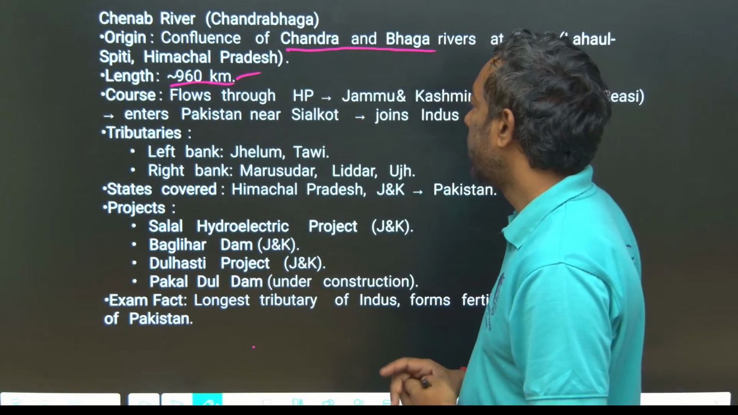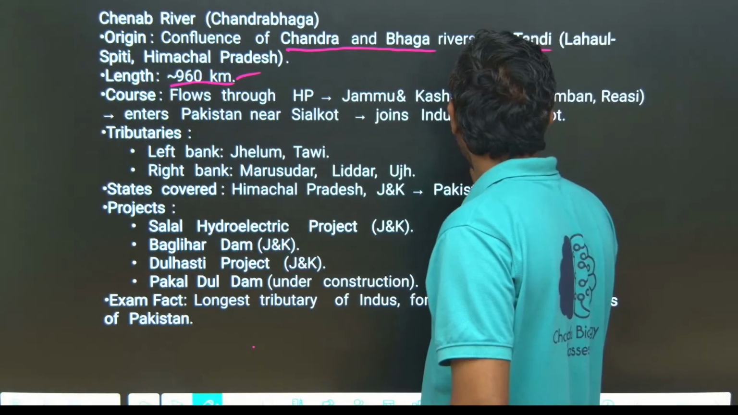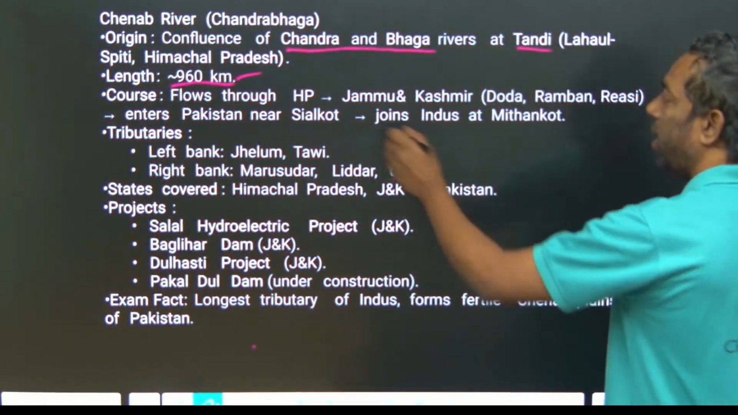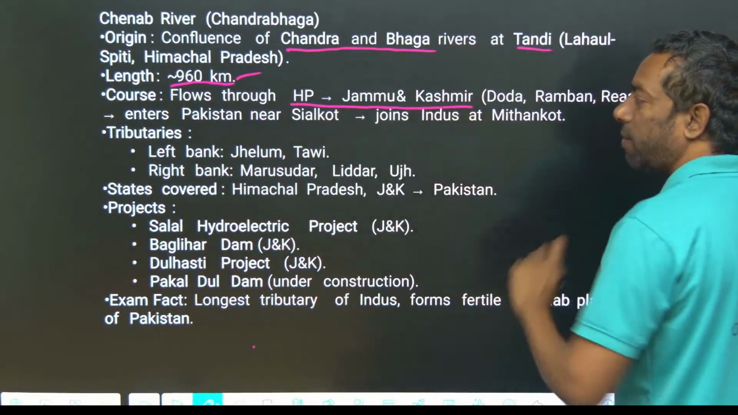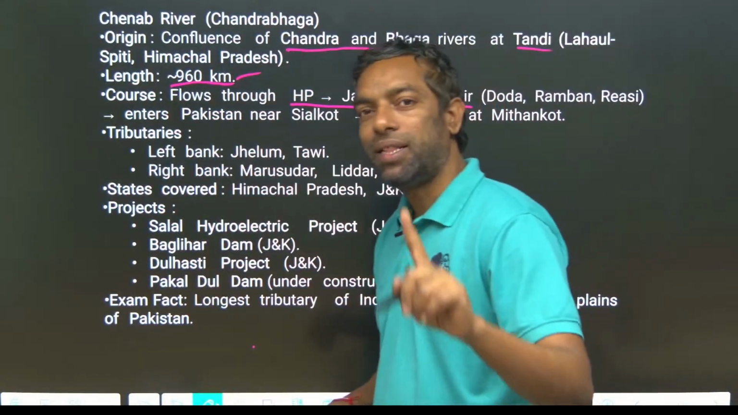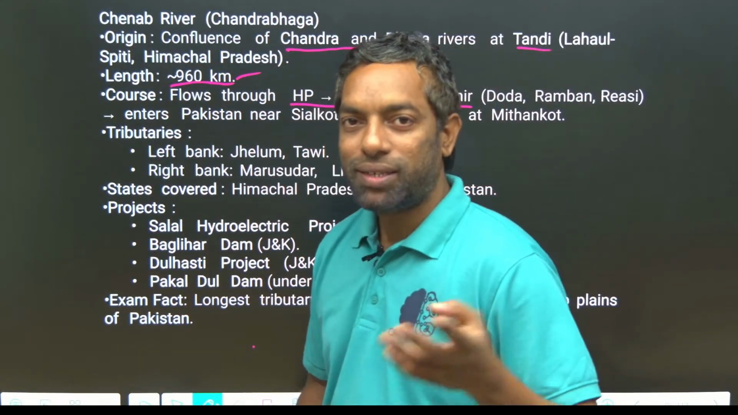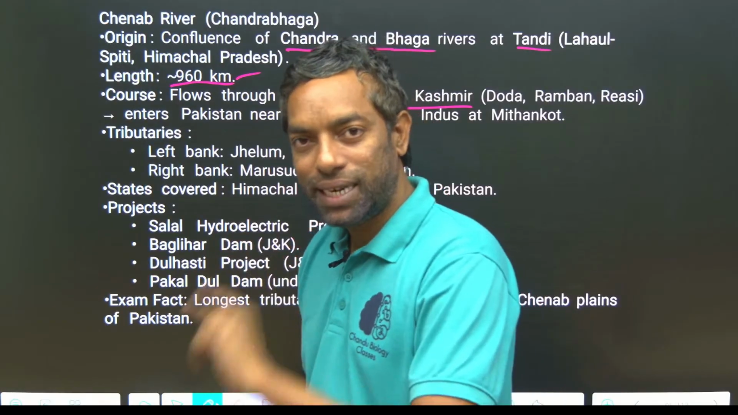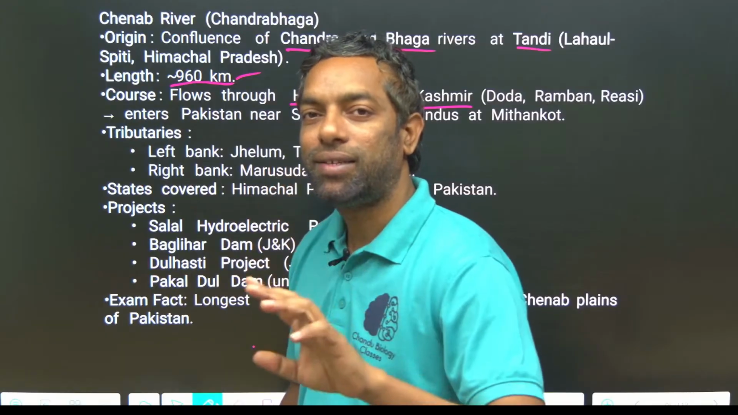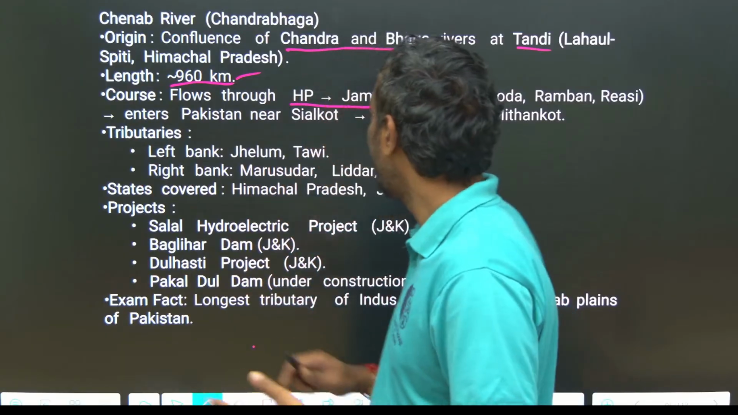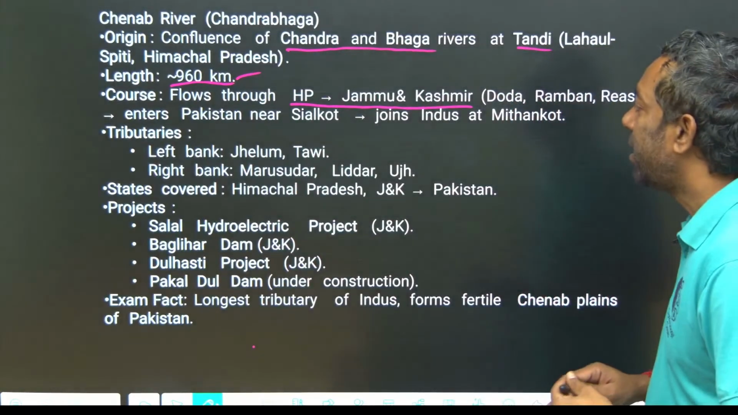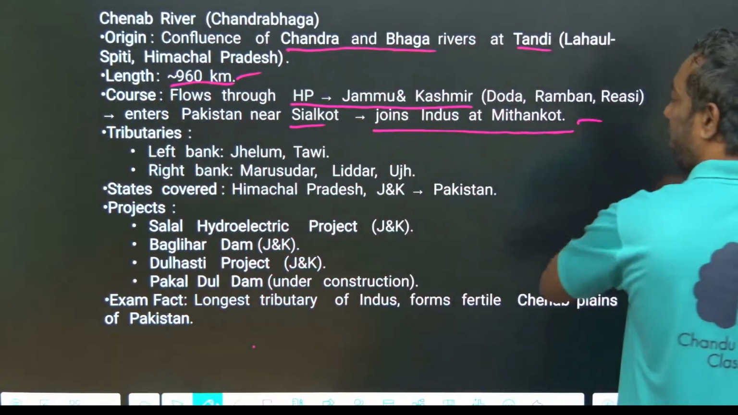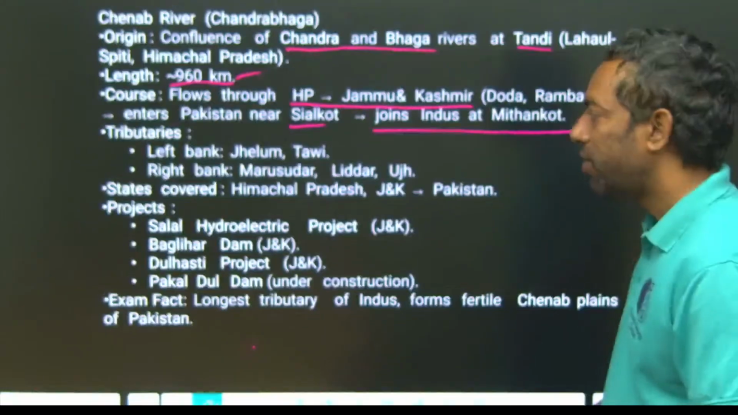As of now, Indus, I'll tell you later on. The course flows through Himachal Pradesh and Jammu Kashmir, not Punjab. Satluj, Beas, Ravi are Himachal Pradesh and Punjab. This Chenab is Himachal Pradesh and Jammu Kashmir. It enters Pakistan at Sahel Court and joins Indus at Mithan Court. Of course, all join at Mithan Court.